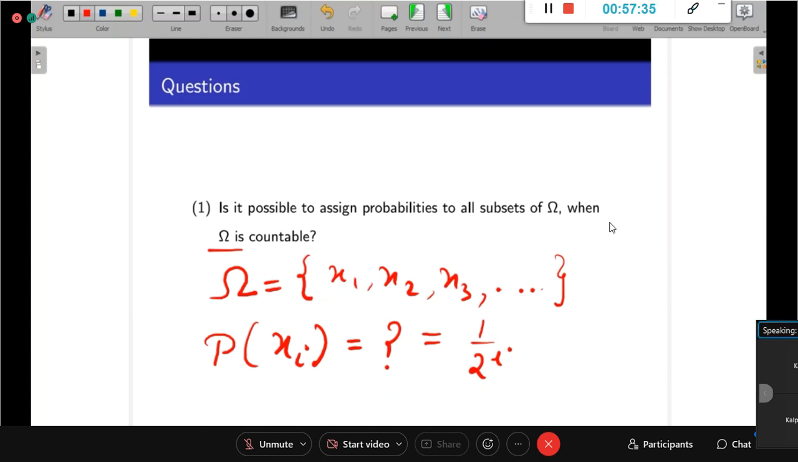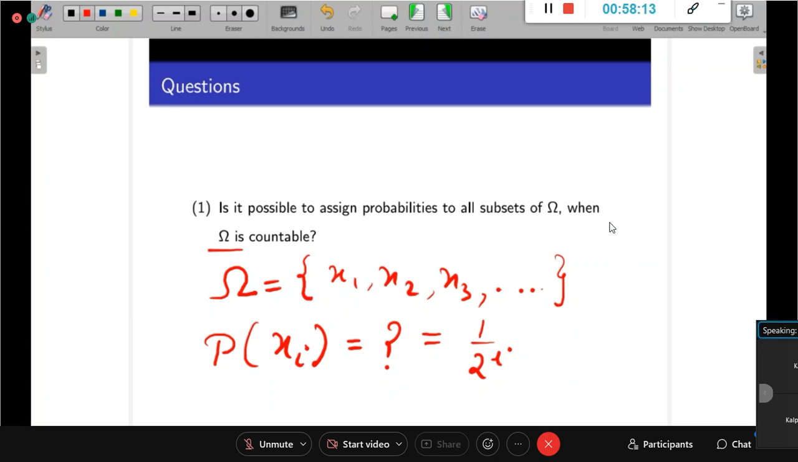A 1-1 onto correspondence means the domain and range spaces have a transformation between them. From omega you can go to the set of natural numbers, and from the set of natural numbers you can come back to omega, so it is always possible. So you can work with omega as well as the set of natural numbers in a similar way. This is the advantage of a 1-1 onto correspondence here.